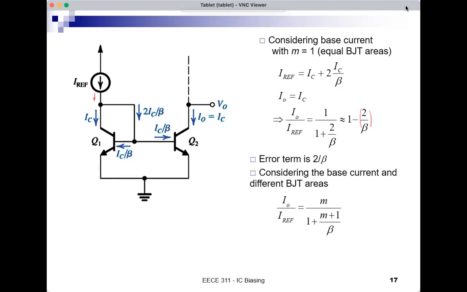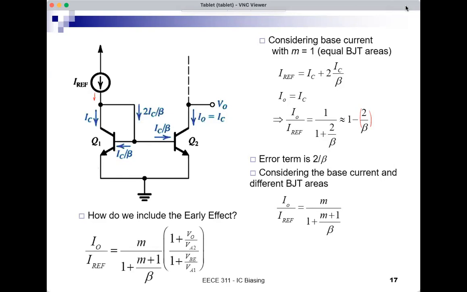And well, we also neglected early effect. What if there's early effect? What if VA is not infinite? We can also account for that and correct the equations, and this is what we get. That's no longer a simple equation that shows that the current is constant, but this is the general expression for IO when the emitter areas are not equal and there is early effect.